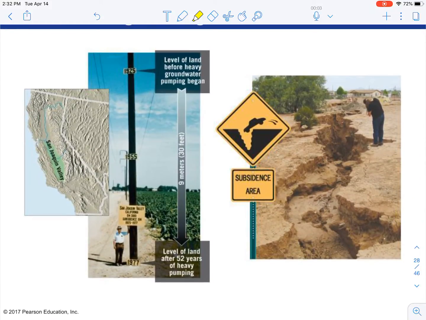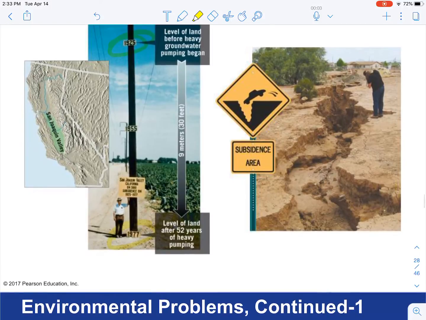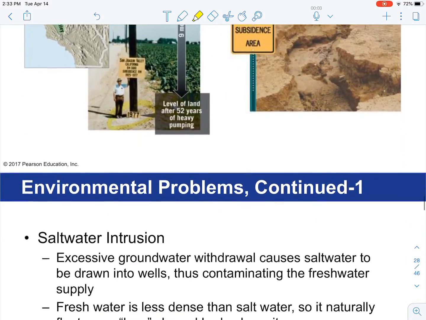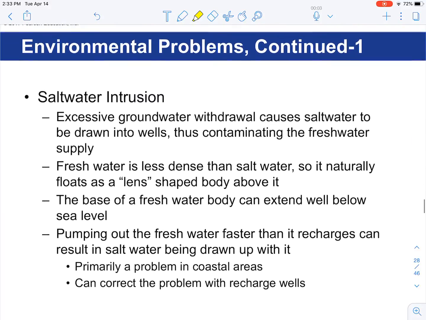And so you can kind of see here in the San Joaquin Valley where the land was back in 1925, and then 50 some years later, in 1977, more than 9 meters drop. And I would argue that today in 2020, it's even more than that. So this can create situations where you get sinkholes and other really scary geologic events.